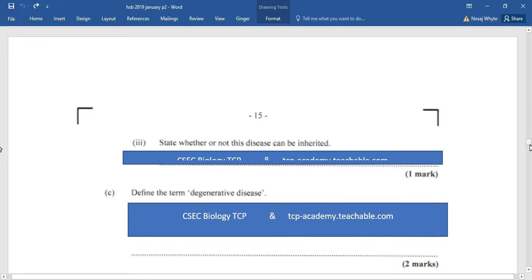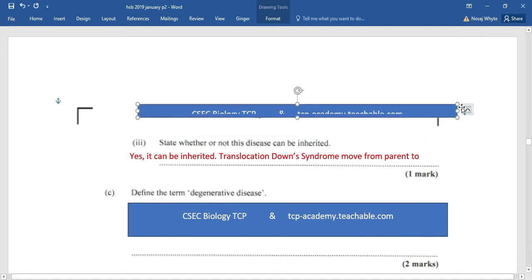Now, our question here states whether or not the disease can be inherited. Yes, the disease can be inherited, and we must understand, as I said before, that there are different types of Down syndrome. There is trisomy, which is probably the most popular, mosaicism, and translocation. Now, translocation Down syndrome can be inherited. So yes, it can be inherited. Translocation Down syndrome will of course move from parent to the offspring. Alright, we'll move to the child.